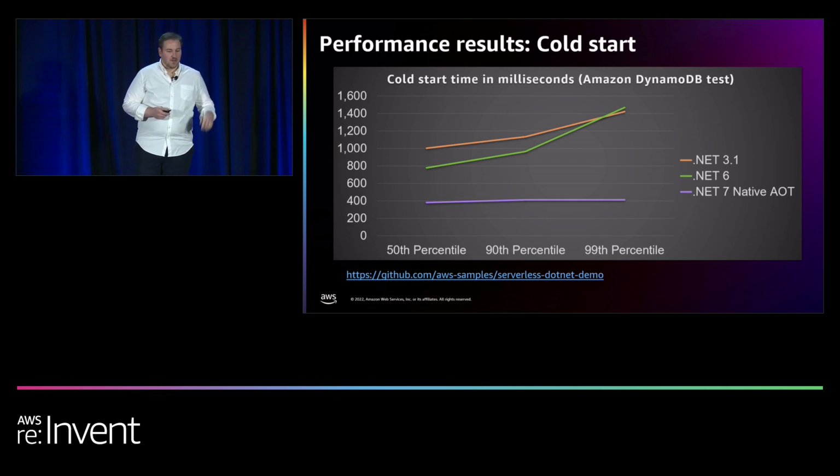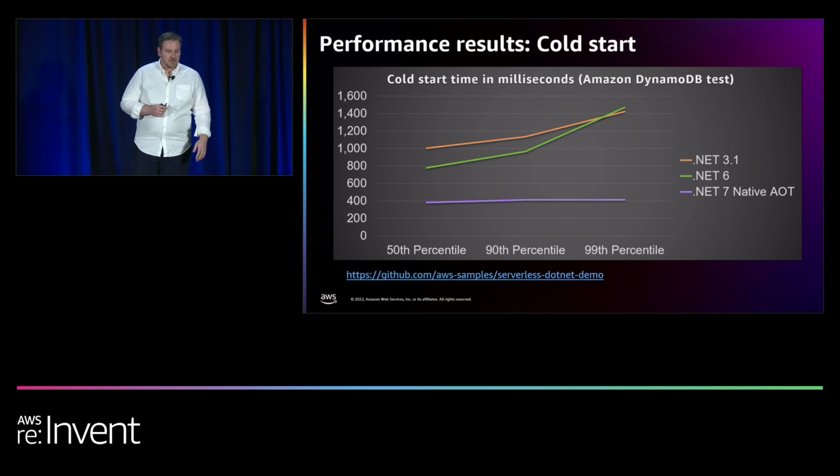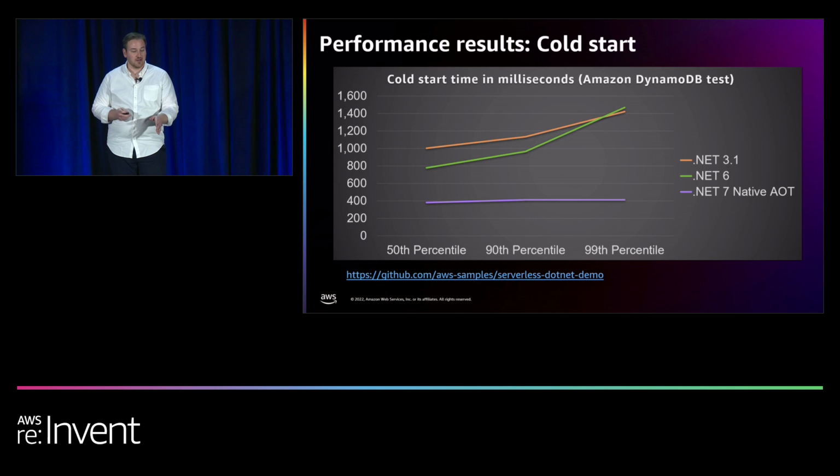But the code that this is running is totally different from the demo I just showed. This is DynamoDB, where the code is basically doing a write to the database, a read, an update, and a delete, all those things. So the x-axis here is kind of weird, showing the 50th percentile, the 90th percentile, and the 99th percentile. And the vertical axis is the cold start time in milliseconds.